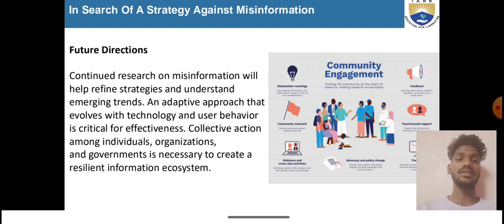Collective action among individuals, organizations, and government is necessary to create a resilient information ecology. These are some of the actions to be taken by individuals, organizations, and government, who also play a vital role in reducing misinformation. These are some of the further directions to reduce the spreading of misinformation.